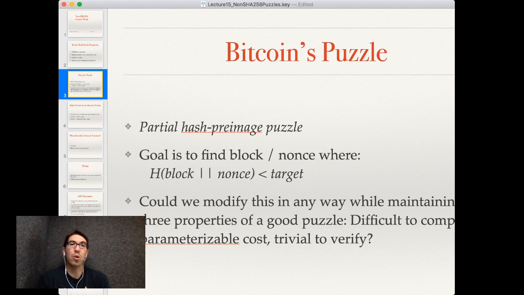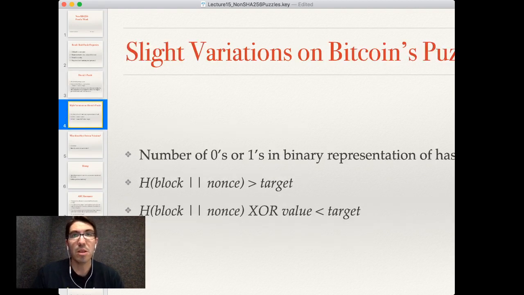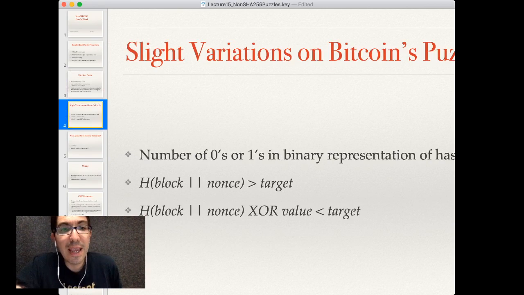So could we modify this in any way while still maintaining these properties? That it's difficult to compute, trivial to verify, and has a parameterizable cost. Of course, from a trivial perspective, instead of trying to create a very small target, perhaps we try to create a very large target, or we try to calculate the number of zeros or ones in binary representation, or we XOR it against a value while still getting the basic idea of a hash pre-image.